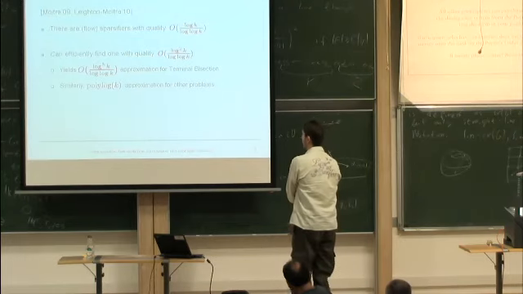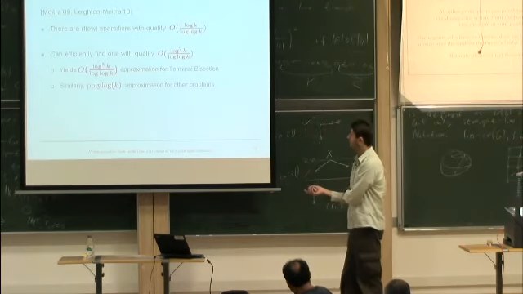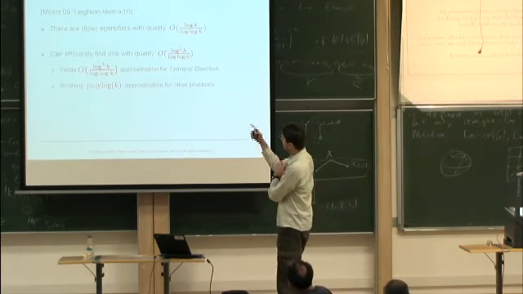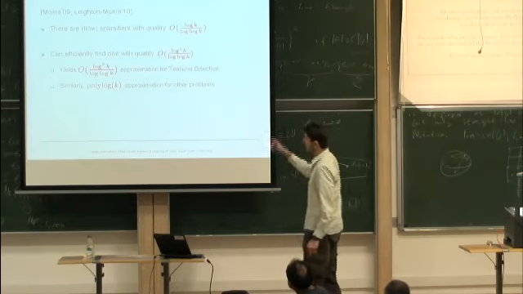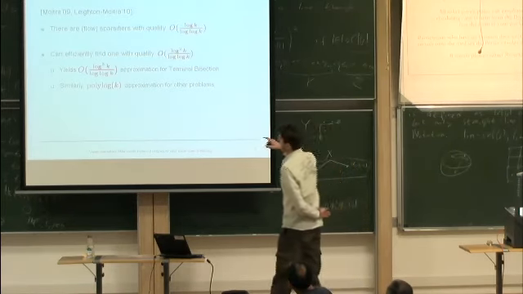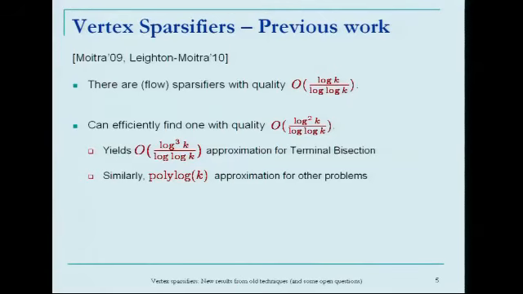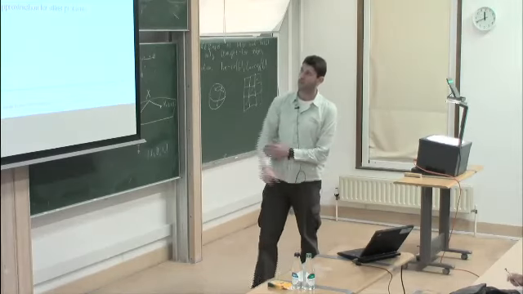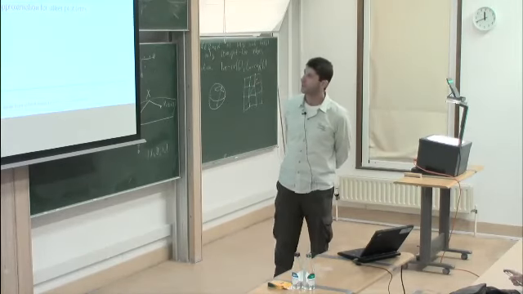If you want to find one efficiently, which means in polynomial time, then the bound is a bit worse off, by a log k factor. And if you think about it this way, then you can actually get an approximation for this terminal bisection problem with factor log cubed k, roughly. Why? Because you do this step in polynomial time, and then you apply the algorithm that you know on this smaller graph of size k, so that's another log factor approximation, and you can translate the values back. That's why you get roughly log cubed k.